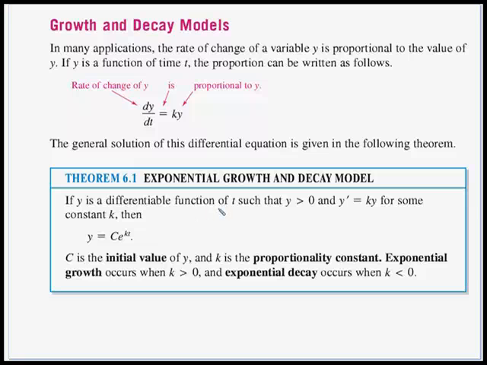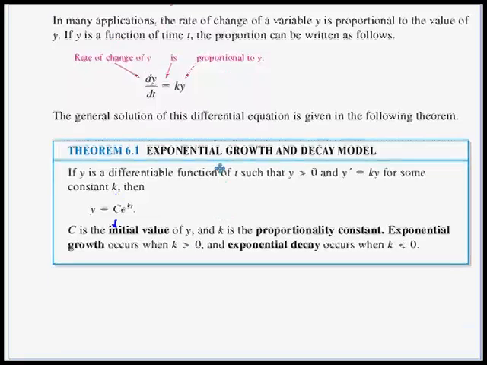If y is a differentiable function of t such that y is positive, and the derivative y prime is equal to ky for some constant k, then y is equal to c, some constant, times the exponential base e raised to the power kt, where k is that constant of proportionality. C is the initial value of y, and k is the proportionality constant. Exponential growth occurs when k is positive. Exponential decay occurs when k is negative.